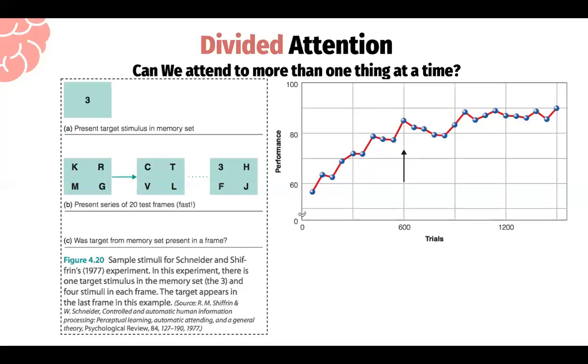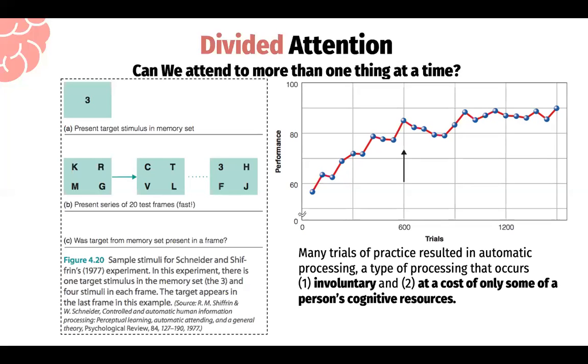However, participants reported that after about 600 trials, the task had become automatic. As you can see, the frames appeared and participants responded without consciously thinking about it. And they would do this even when as many as 4 targets had been presented. What this means, according to Snyder and Shiffrin, is that the practice made it possible for participants to divide their attention to deal with all the target and test items simultaneously.